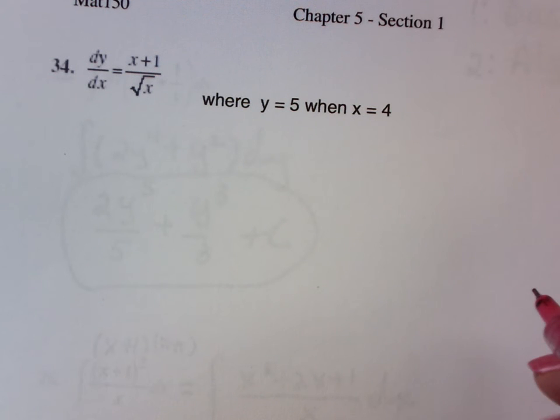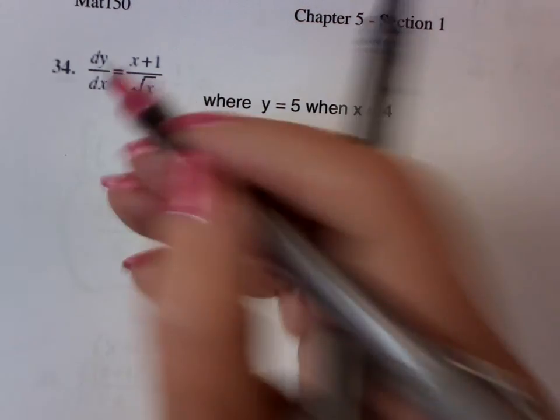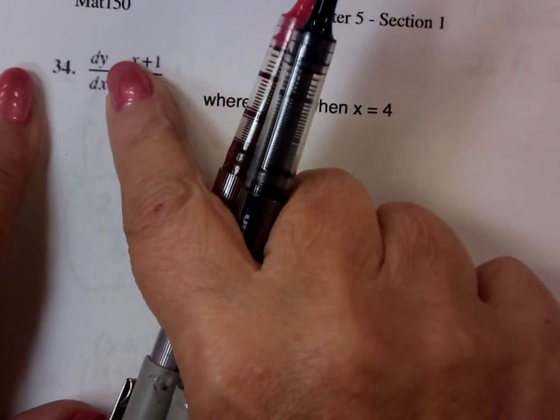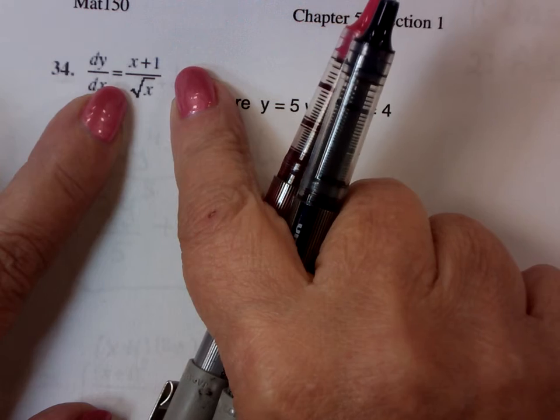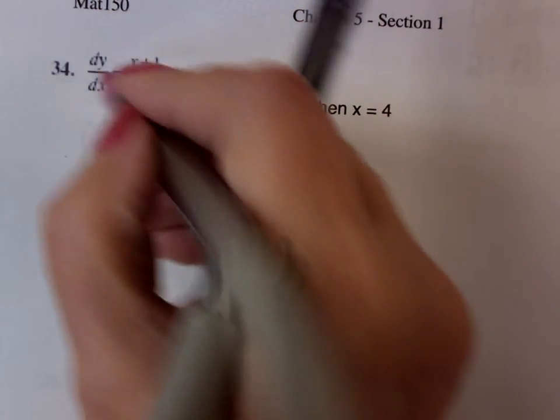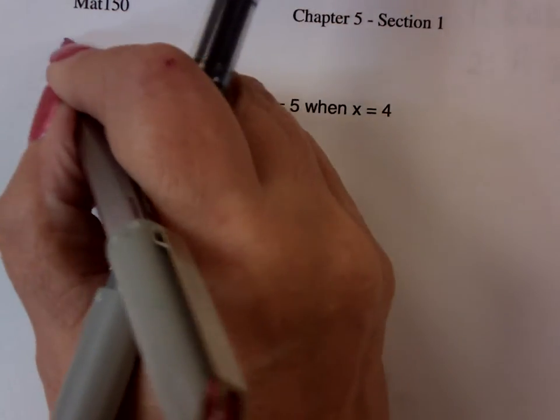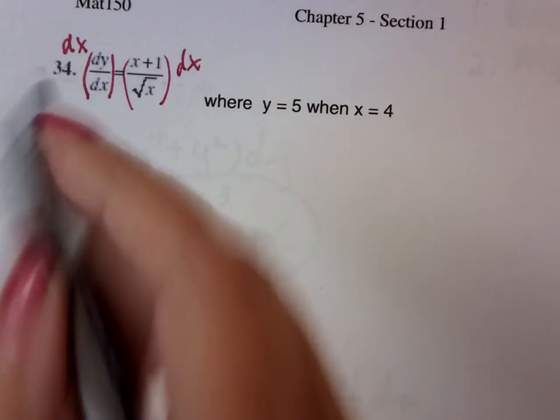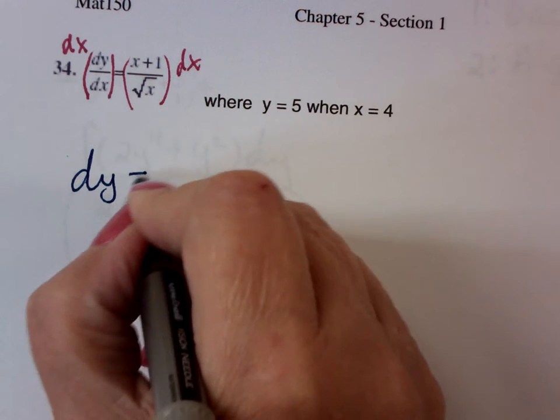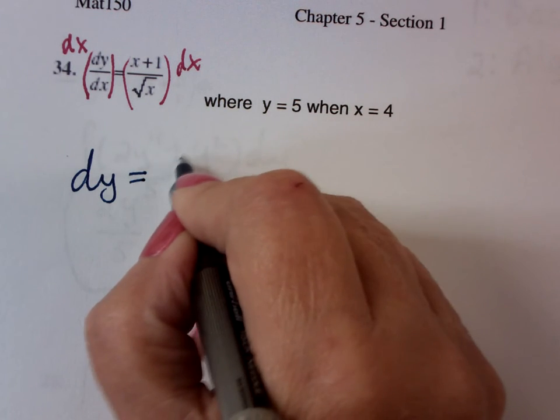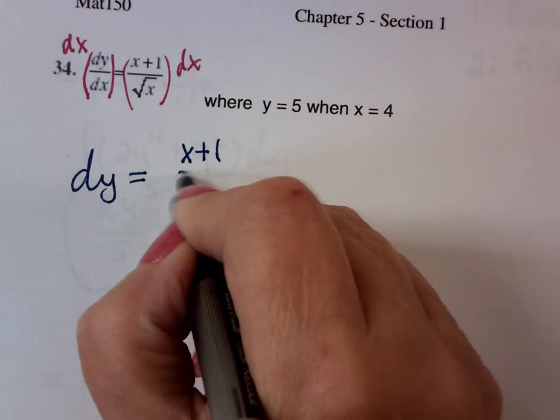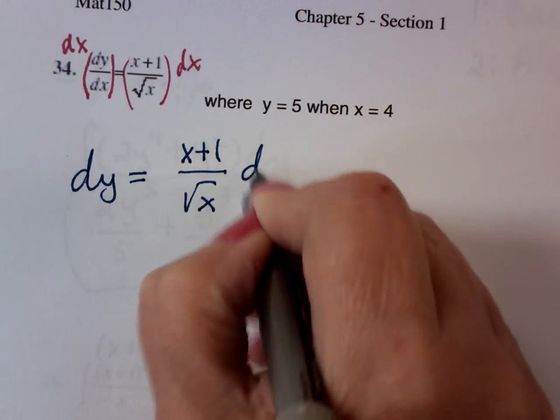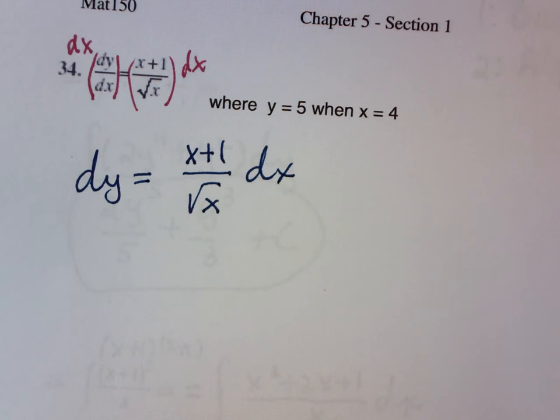We're given a y value of 5 and an x value of 4. And this says the derivative is that. So first thing I want to do is multiply both sides by dx. So that says that dy equals (x plus 1) over the square root of x dx. Well, that's made life interesting.